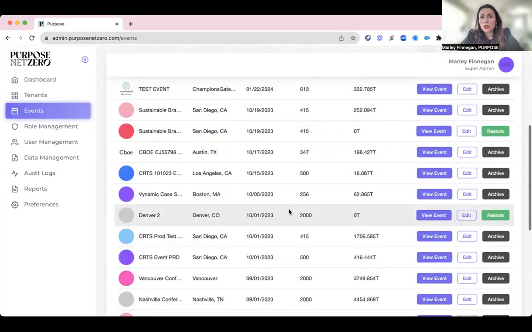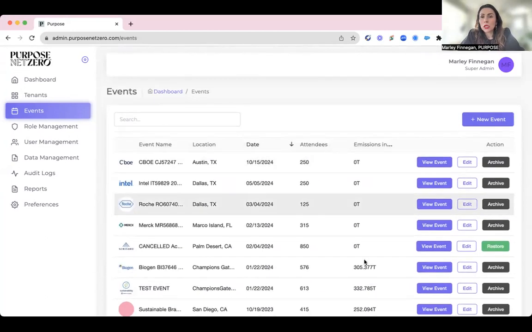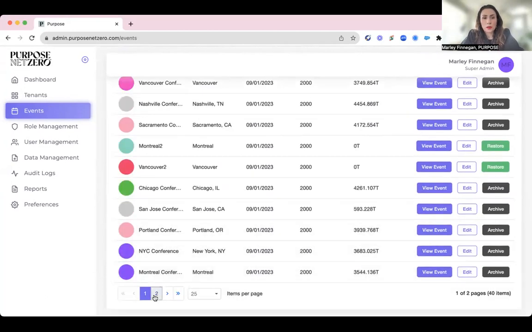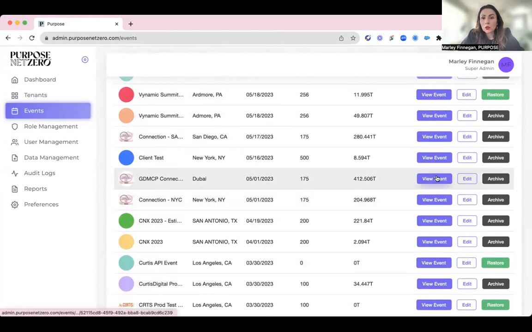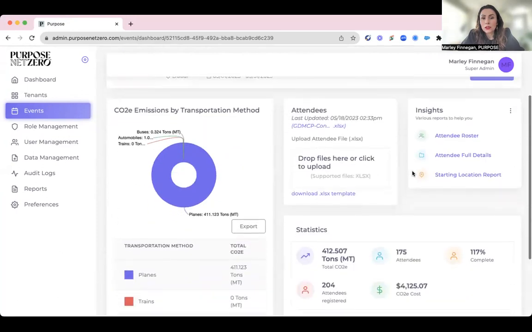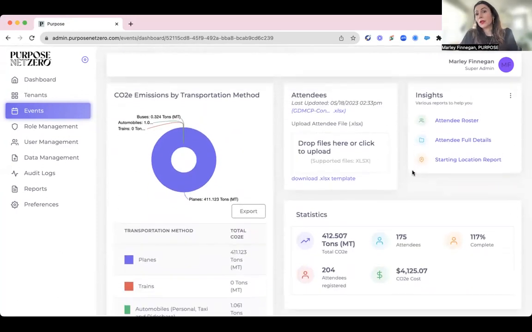So I'm going to go ahead and show you another couple groups. This is an event that happened in Dubai. They thought they would have 175 people. They wound up having 204. So they had more people than they even presumed.